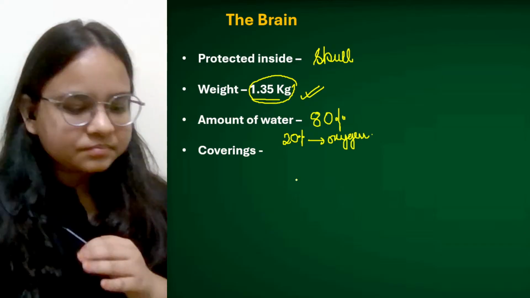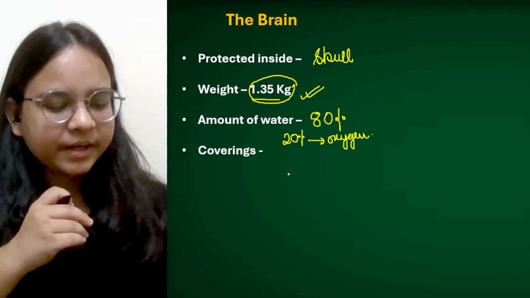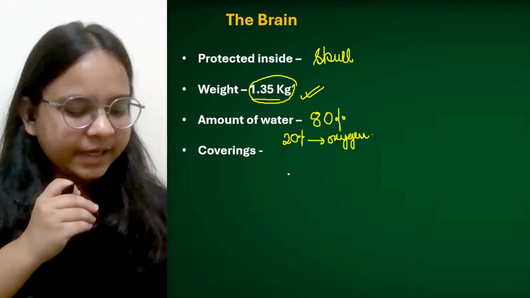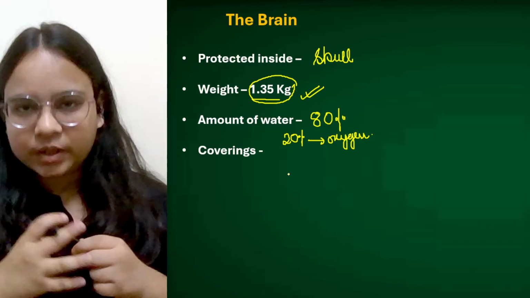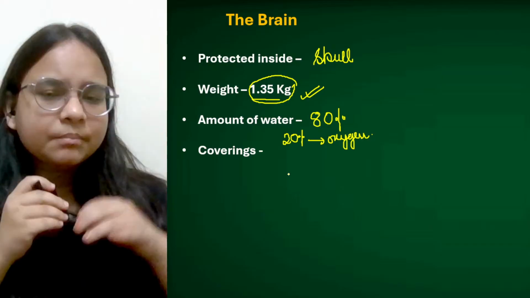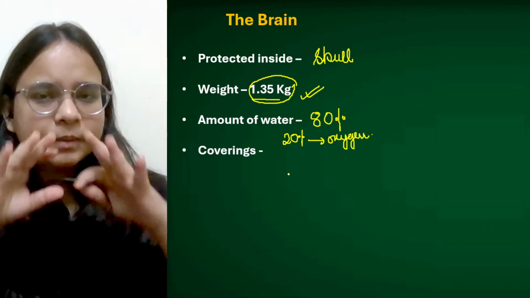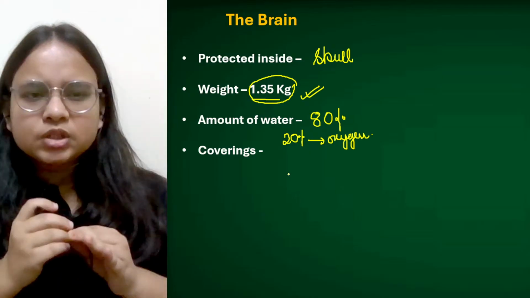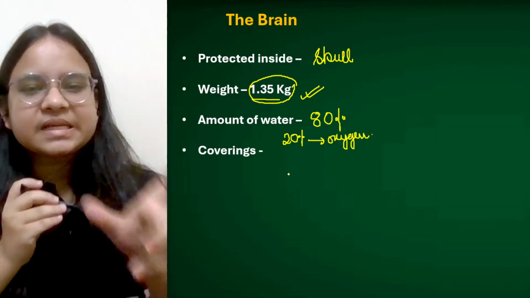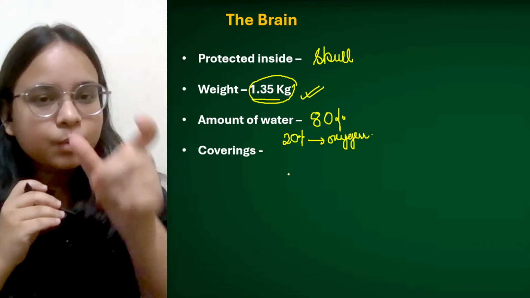Now we all know that the brain is a very delicate organ, right? Something which is very delicate has to be protected very well. So we all know that the brain is protected by the skull. This bony cage is called the skull.